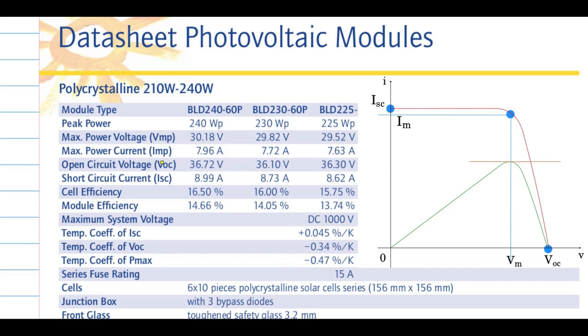Now let me consider ISC. This is 8.99 amps, and let us mark it here, 8.99 amps. VOC as given in the data sheet is 36.72, so we can write that down here, 36.7 volts.